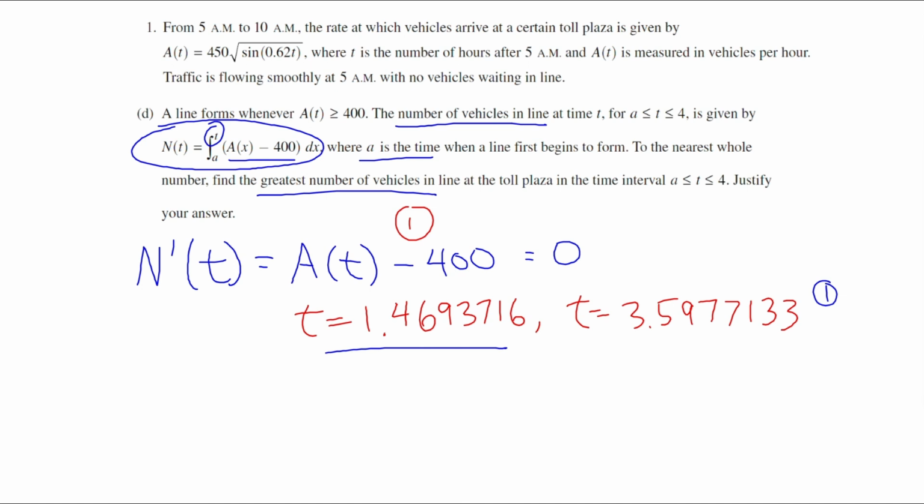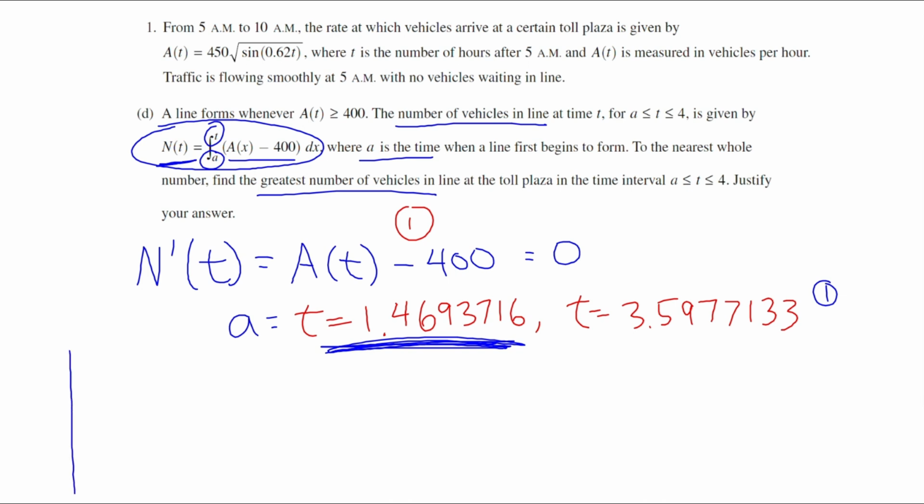So you could go in and you could evaluate n of t at 1.4693716, but when you did that, you just get 0 because this is our a value, right? We can call this a as well. It's this lower limit. It's the first time that a of t minus 400 was equal to 0, right? When a of t was equal to 400. So really our only options are at 3.5977133 and at t equals 4.